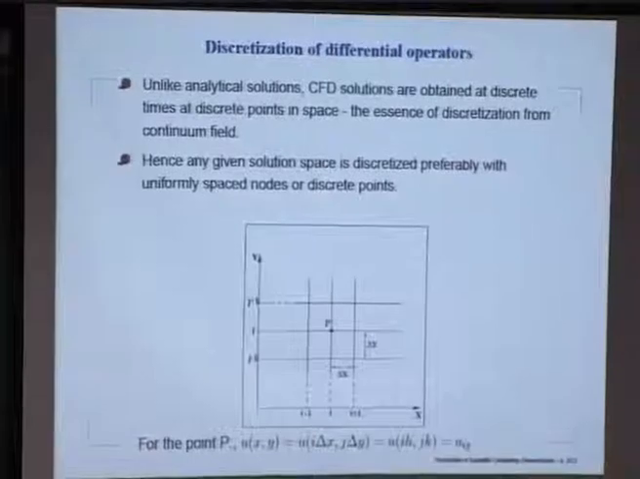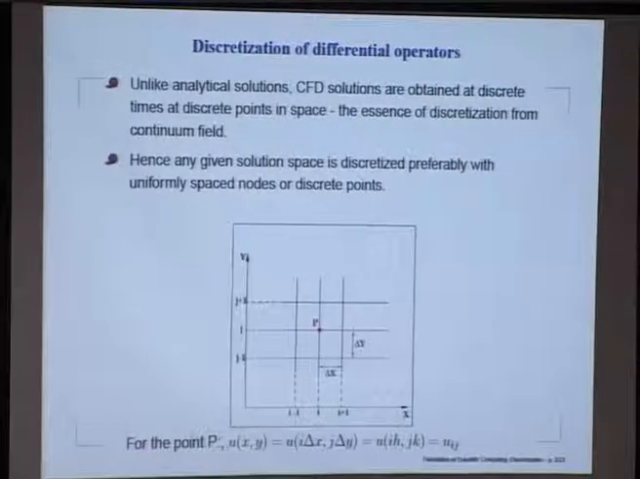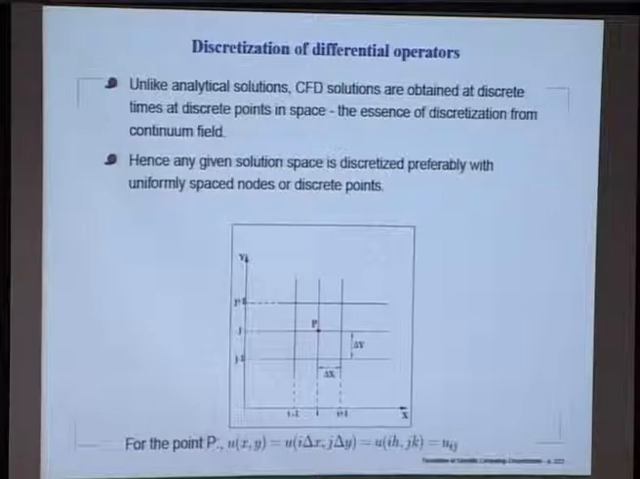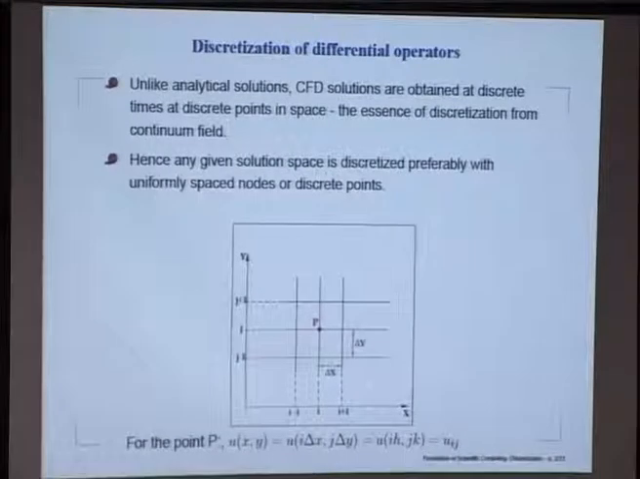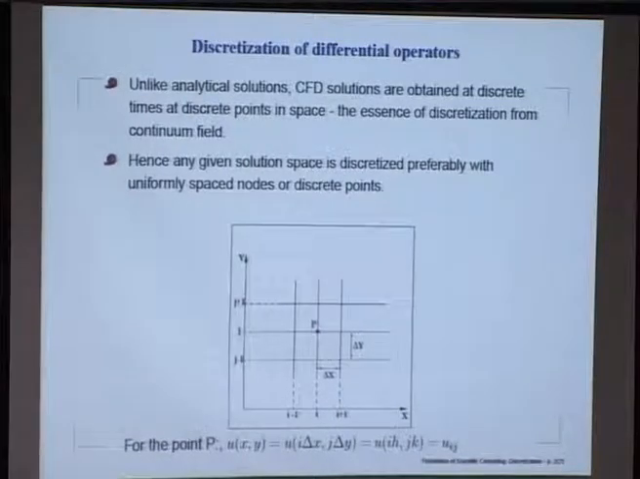In any analytical solution, we define the points in the continuum and we get the solution at each and every point. When it comes to computing, you do not have the luxury. So, what you do instead is try to find the solution at discrete points, and that is the essence of discretization, that you discretize the domain into a lattice of points.